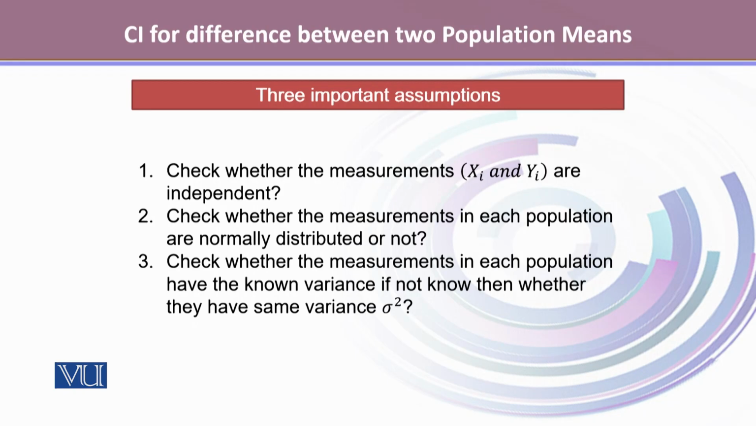There are three important assumptions one needs to consider when we calculate the interval estimate of the difference between two population means. The very first assumption is that we should check whether the measurements xi and yi are independent. We also need to check the second assumption, whether the measurements in each population are normally distributed or not. And thirdly, we need to check whether the measurements in each population have known variance, or if not known, whether they have the same variance, that is sigma square.